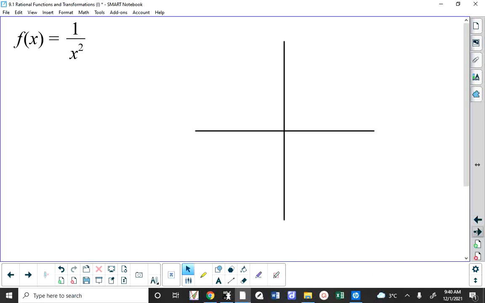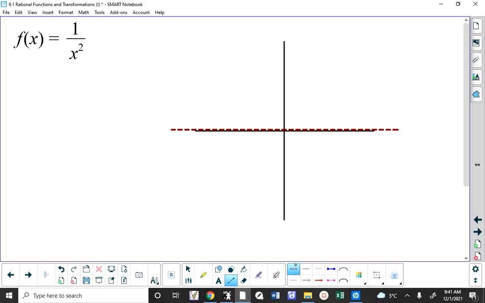Before we put this in the calculator, since y is 1 divided by something squared, you will never get a negative y. You can't get a negative y because the bottom is always going to be positive. For the same reason that we talked about with the previous graph, if you have 1 divided by something, it doesn't matter what the bottom is. That thing can never be 0 because the top would have to be 0.